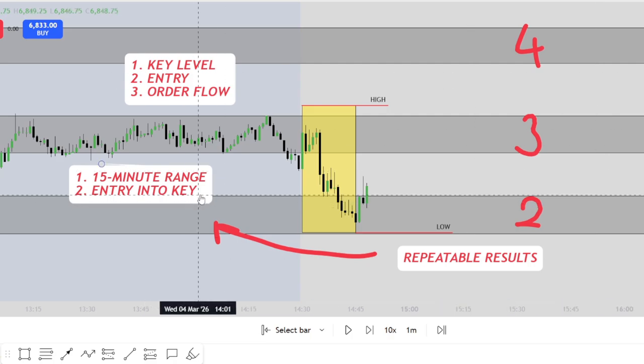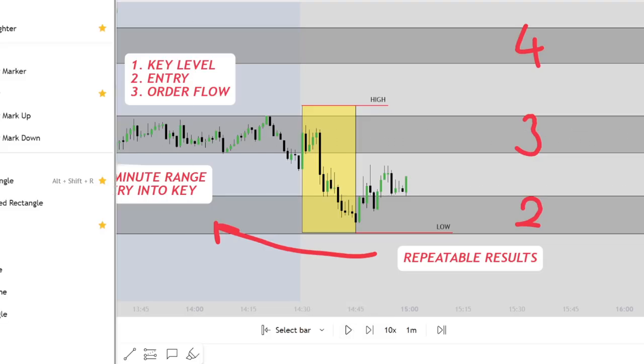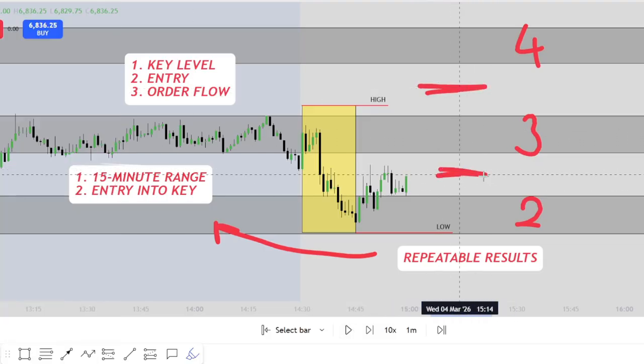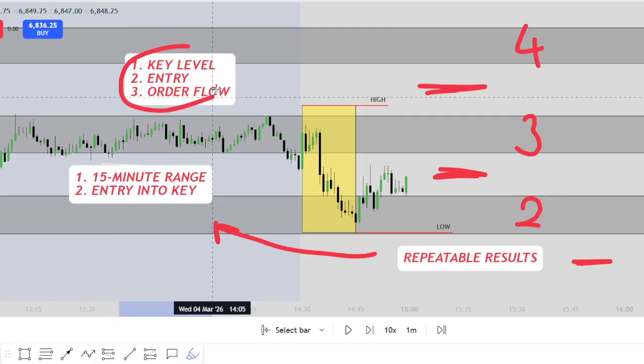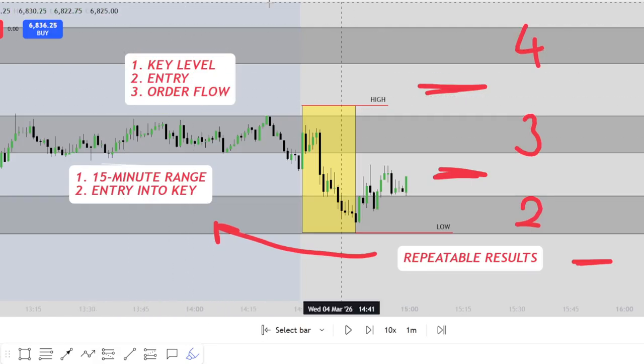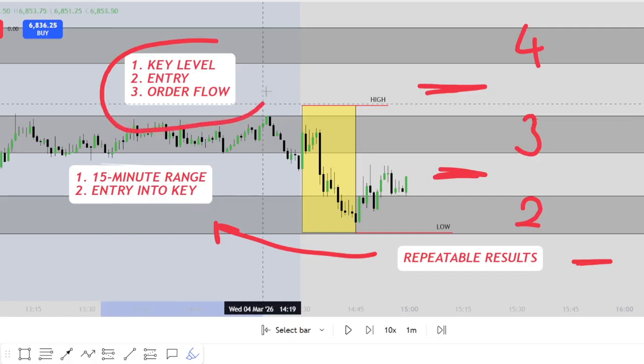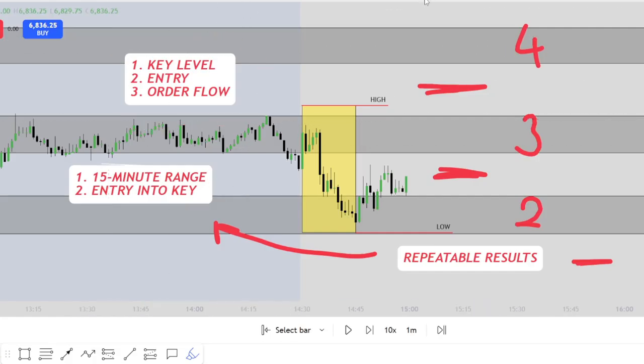The next thing is you need an entry into a key level. What that means specifically is you're not trying to trade here, or here, or even worse here. If you get caught up in a consolidation or a chop, it's because your level was incorrect, right? Going back to the basics: key level, entry, order flow. If you find yourself inconsistent or you're not happy with your results, it's typically down to one of these three things. And you need to fix what the constraint is if you want to move forward.